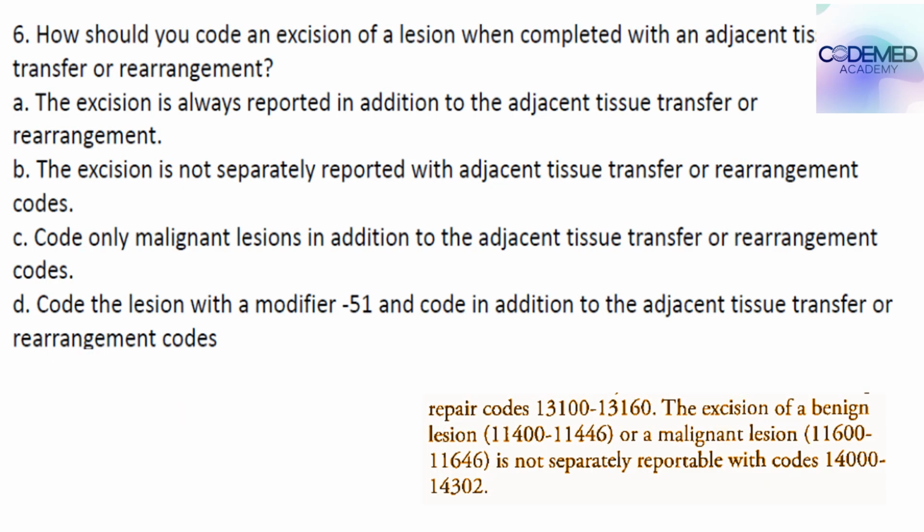So let us take the first question. How should you code an excision of a lesion when completed with an adjacent tissue transfer or rearrangement? We have the 4 options, and the correct answer is that the excision is not separately reported with an adjacent tissue transfer or rearrangement code. You will see that this guideline is there in your book, and the excision of a benign lesion or a malignant lesion is not separately reported with the codes of ATT. These are the ATT codes.